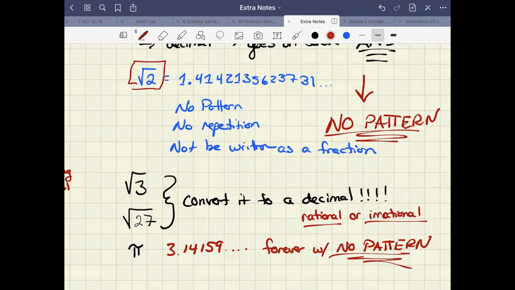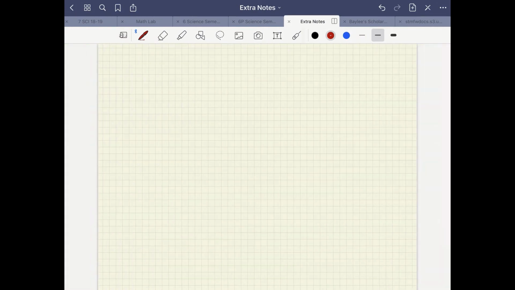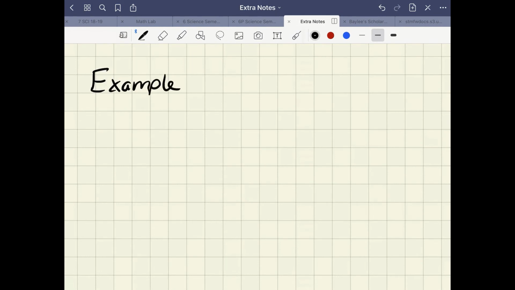So we're going to go ahead and look at a couple of example problems here. And I want you to go along and participate with me here. So example number 1. You're going to try these on your own, and then I want you to go ahead and watch the video as I explain them when you're done.